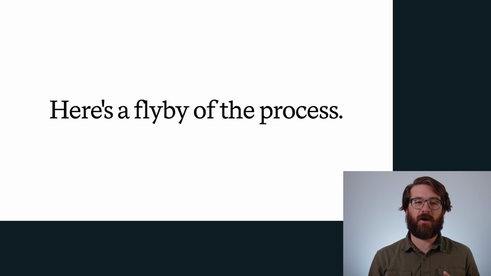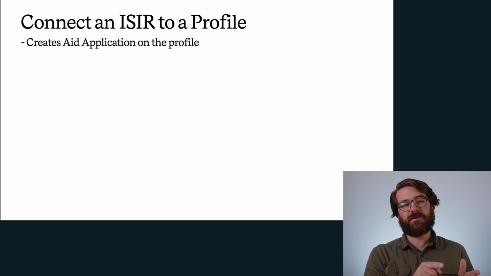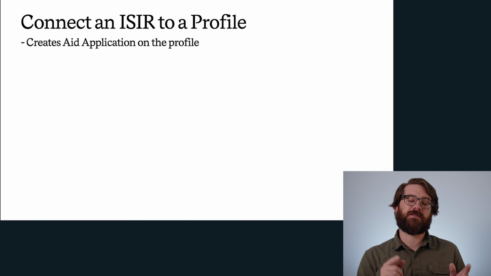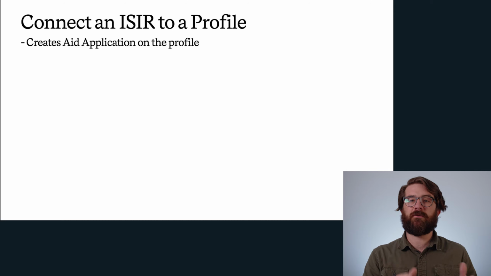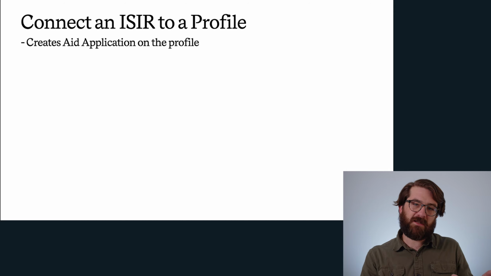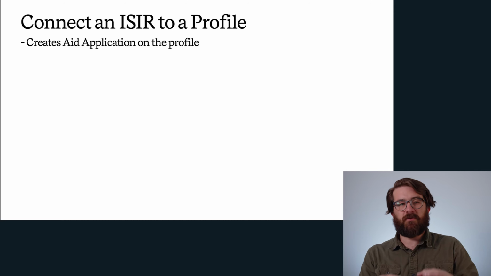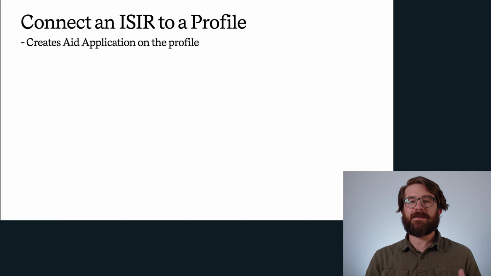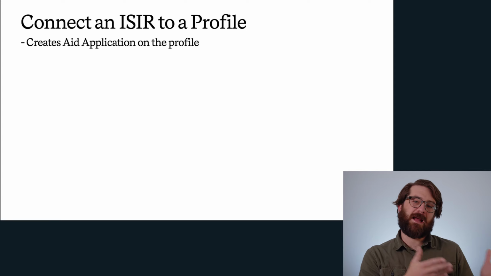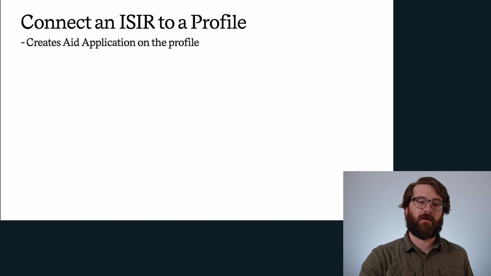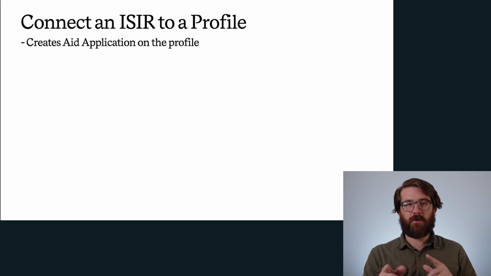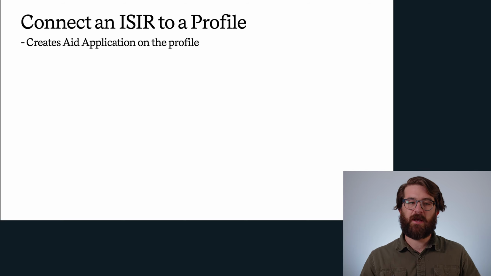Here's a flyby of the process. You're going to connect an ISIR to a profile. ISIR stands for Institutional Student Information Record, and it's basically the information that results from a student completing their FAFSA. Connecting an ISIR to a student profile creates an aid application on the profile. The aid application is there to help you manage the various things you need to complete in order to get students ready to receive aid.